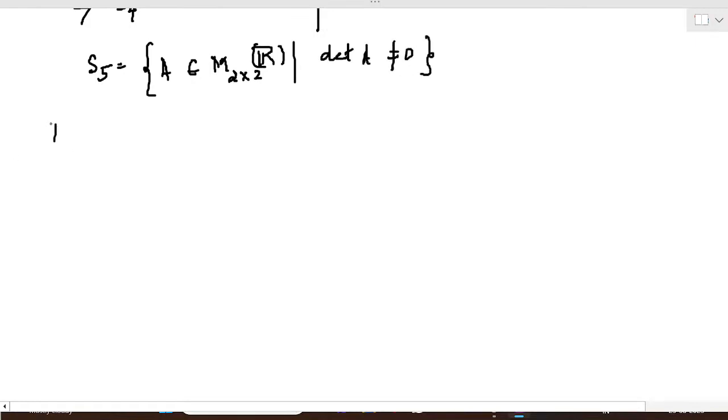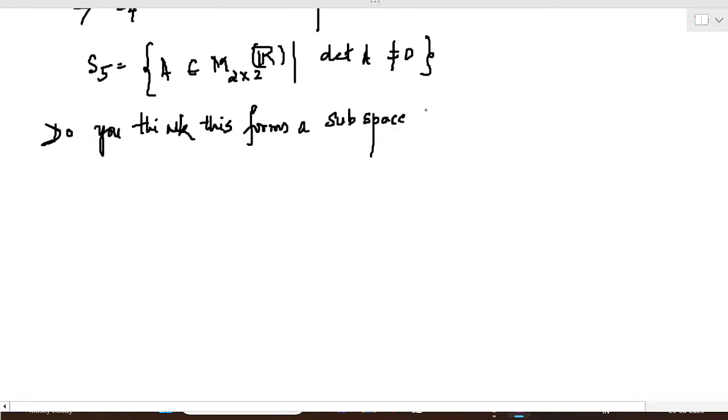So consider another example, S5. Consider that A belongs to the set of 2 cross 2 matrices with real entries, and we want to say that the determinant of A is not equal to 0. Do you think that this forms a subspace?